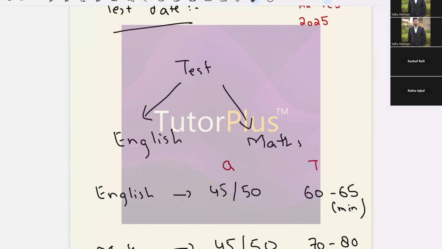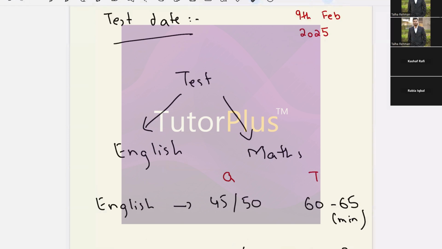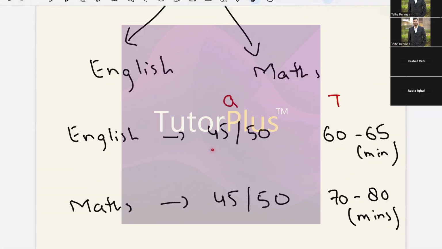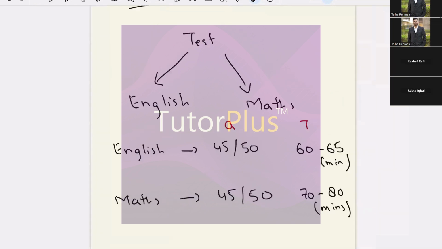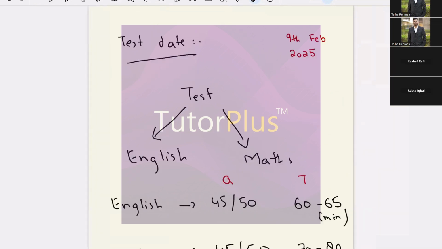So if we were to talk about the IBA test, it broadly has two components. It's broken down into English and maths. The English section has 45 to 50 questions. The time duration that we have for that is between 60 to 65 minutes. Likewise, for maths, we have 45 to 50 questions, and the time duration varies between 70 to 80 minutes.